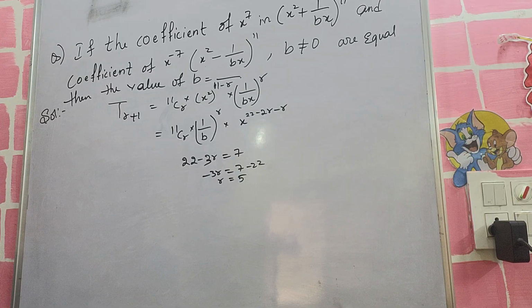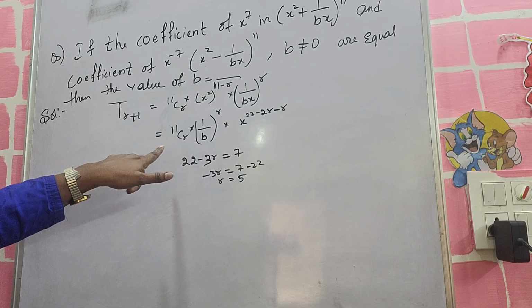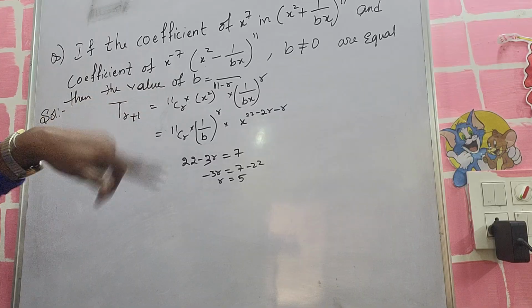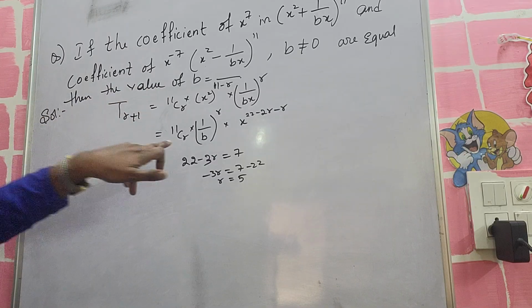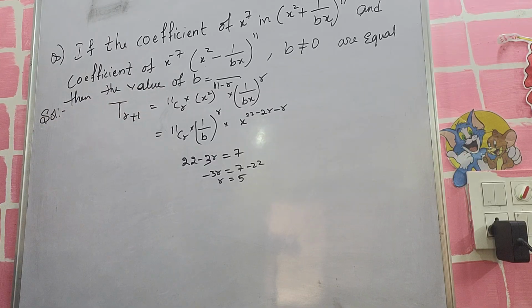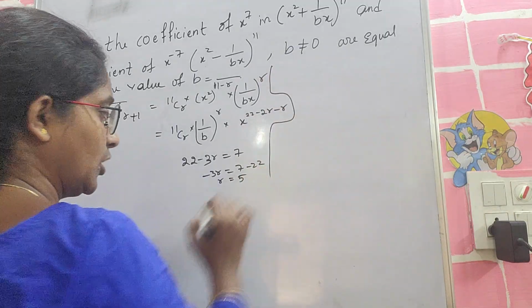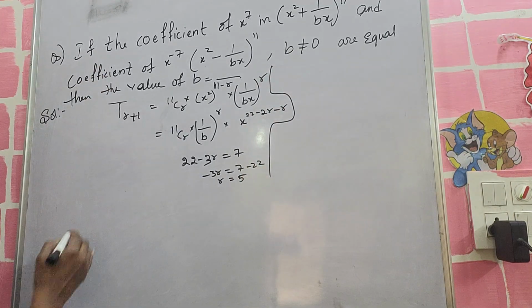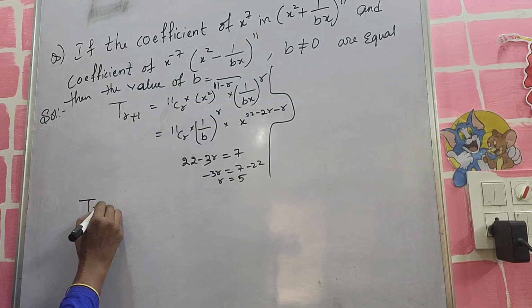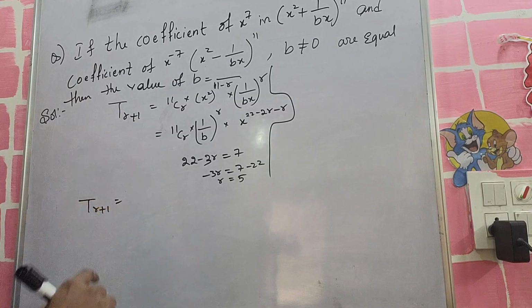Now, if I substitute this r value, what do I need? If I substitute in this, it's an equal part, right? So I'm going to find this one also equally, or else I do it here. T r plus 1 is equal to the same thing in this also.